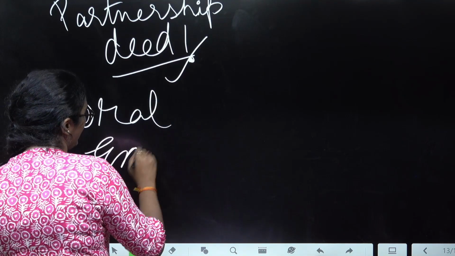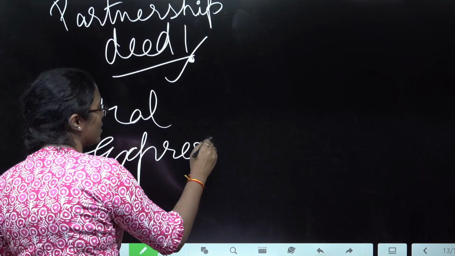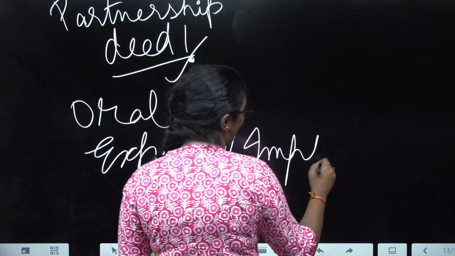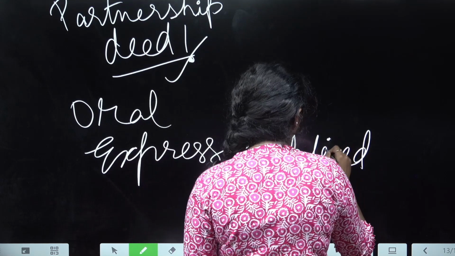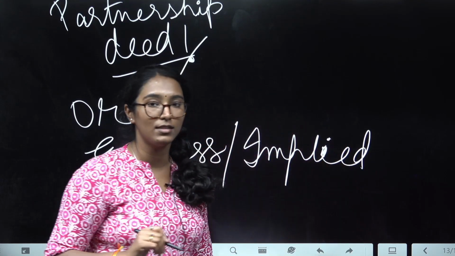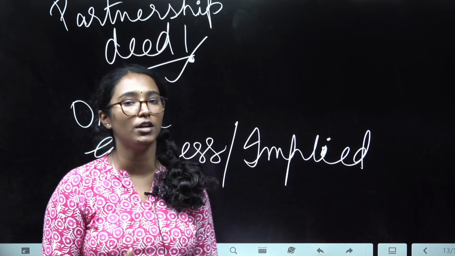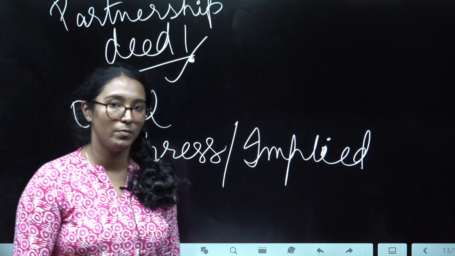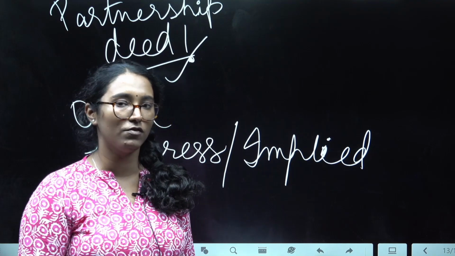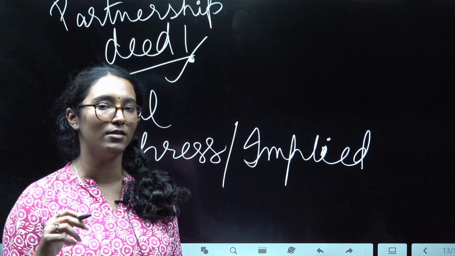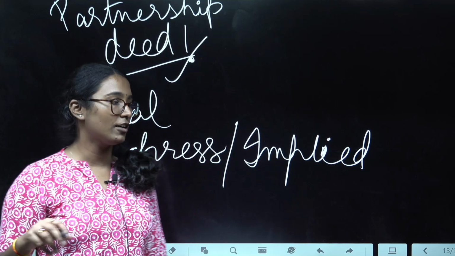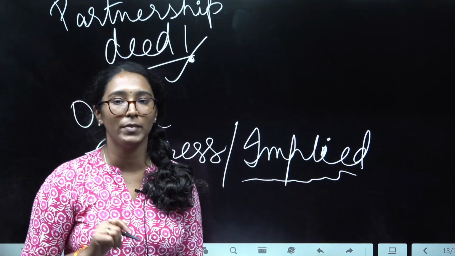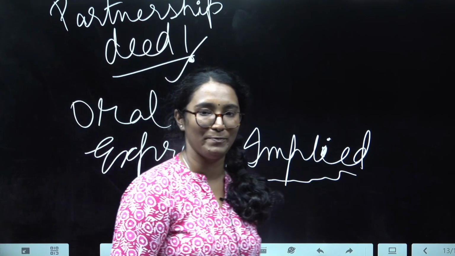Here, the agreement between the partners could be expressed or implied by their conduct. The conduct of persons is such that they are conveying to third persons that they are having a business, they are sharing the profits of the business and they are carrying on the business. Then this conduct or this implied behavior will also make them partners.